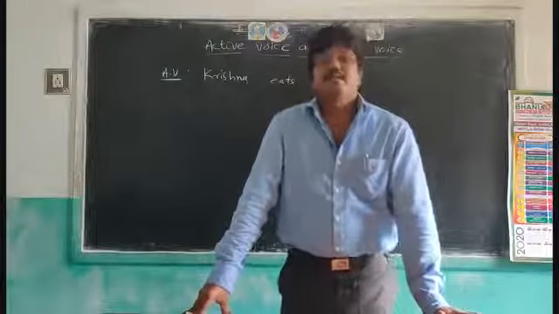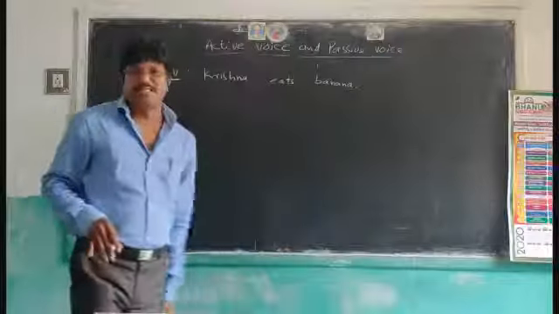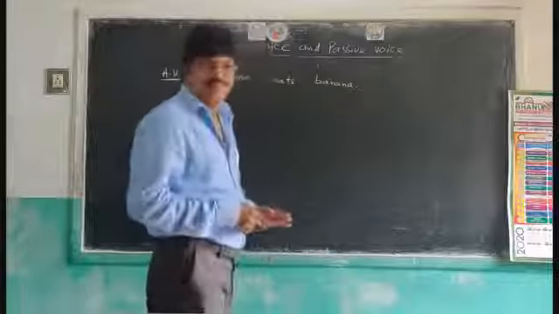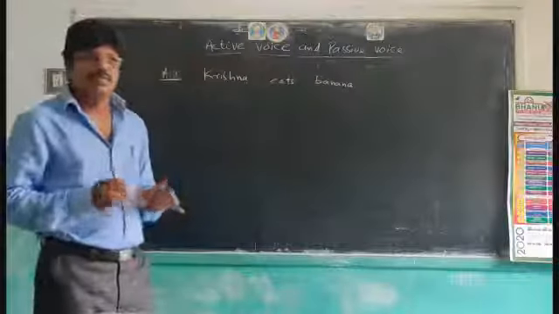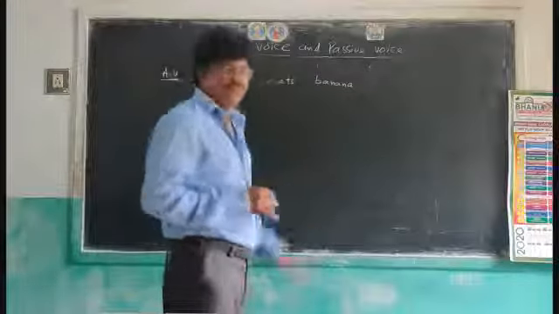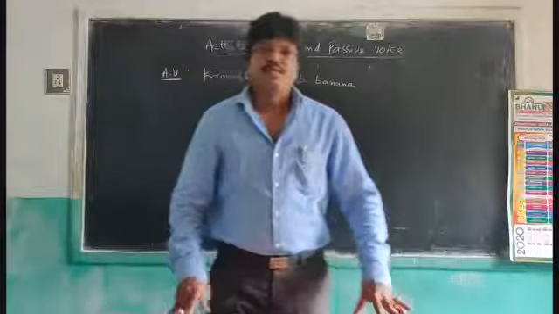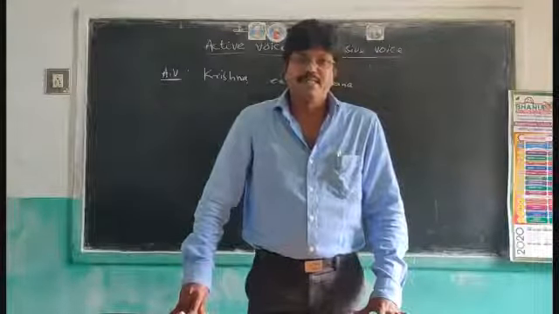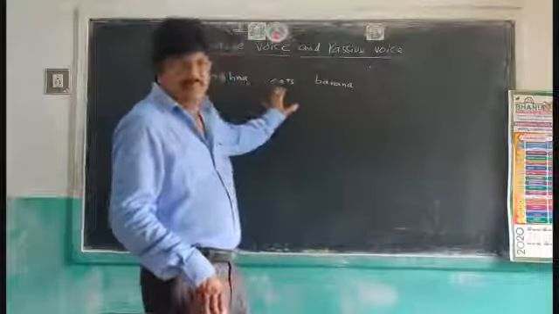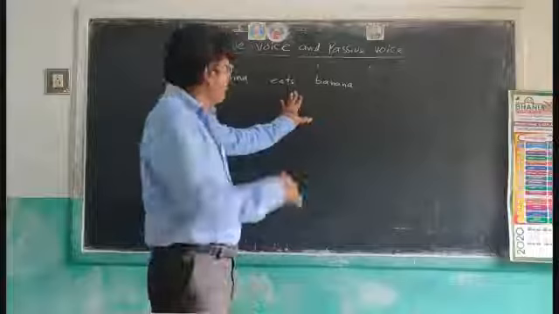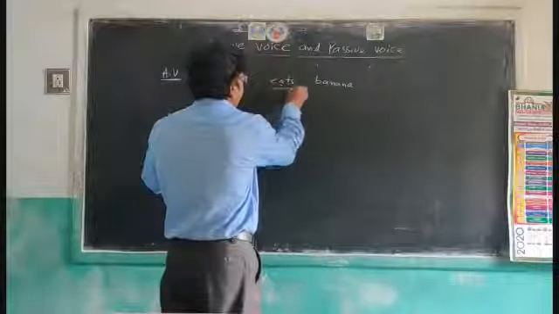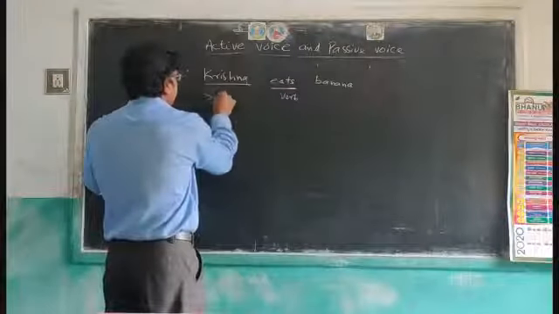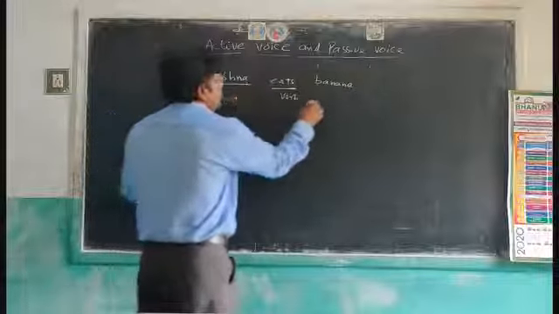First, you identify the tense of the sentence. Krishna eats banana. It is in the simple present tense. How can you identify it by the verb? Watch the verb. Eats is the verb. Eats is in the present form. This is Krishna, subject. Banana, object.